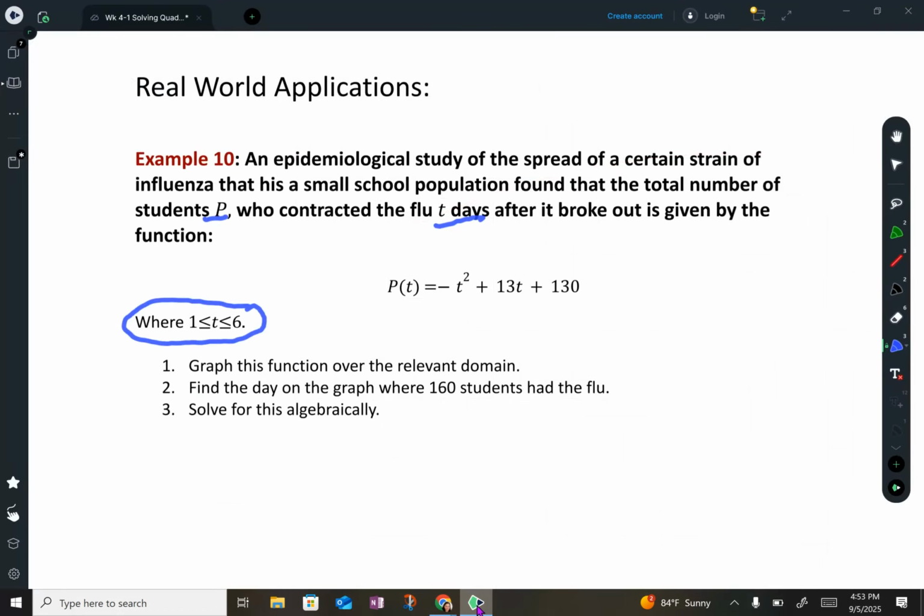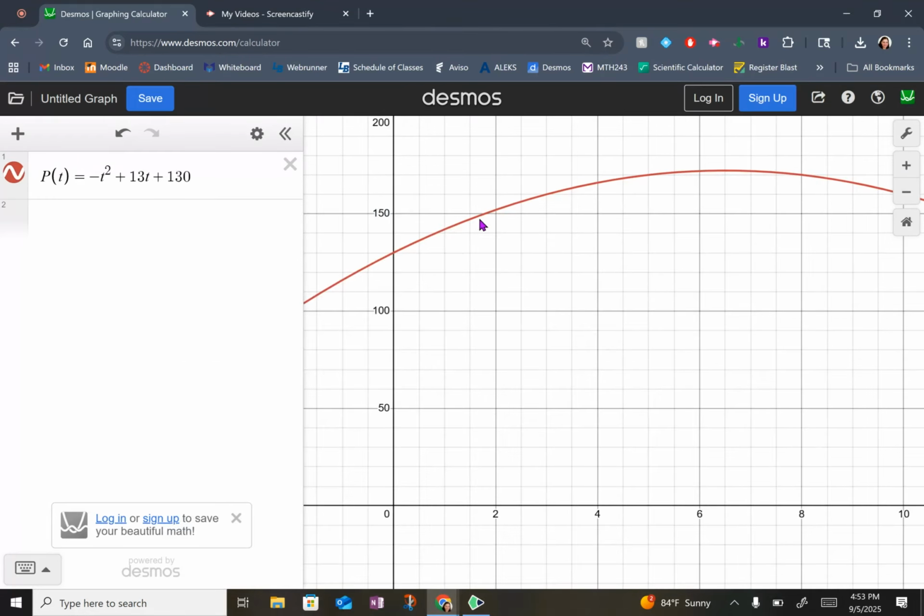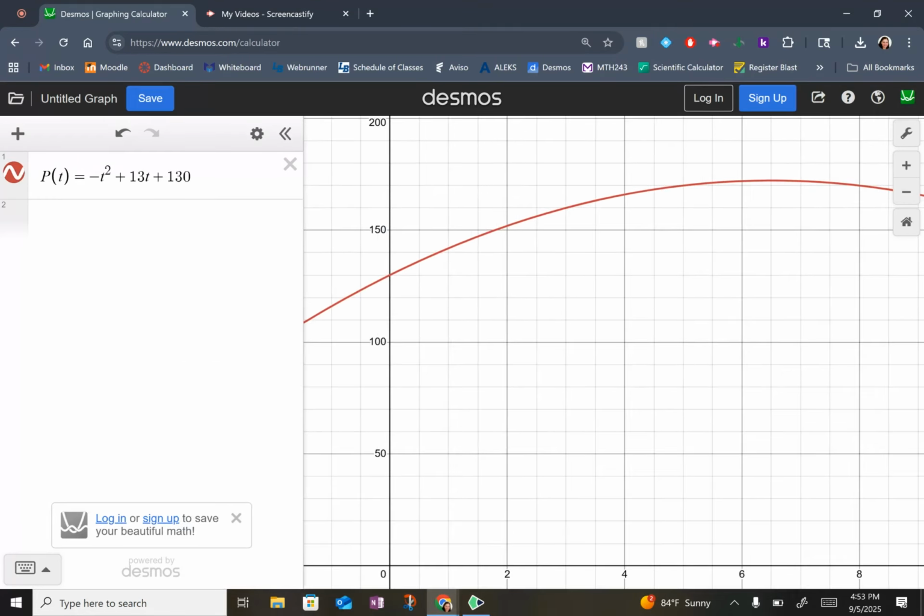All right, find the day on the graph where 160 students had the flu. So if we want to know the day where 160 students had the flu, let's go ahead and just trace along the graph. The nice thing about Desmos is you can just go along and it tells you the XY values. It looks to me that on day 3, 160 students had the flu. I can check that by using function notation in Desmos and putting in P of 3, and it tells me that that is in fact 160. So graphically, I found where the 160 students had the flu, and that was on day 3.